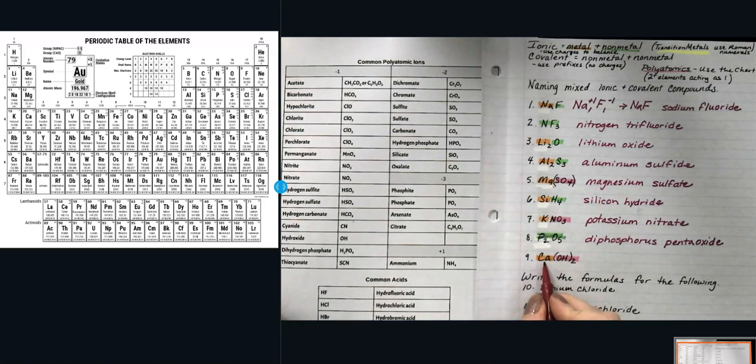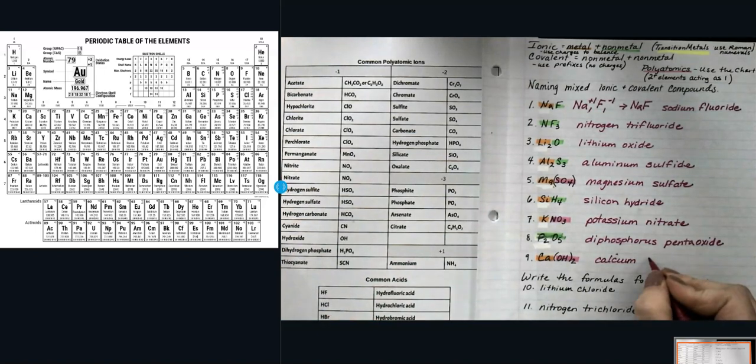Now we have Ca, which is calcium. And then we've got this OH. So we come over here to our chart and we find OH, and that is hydroxide. Calcium hydroxide. And that's all there is to naming those. You just have to pay attention to whether you're mixing metal and nonmetal, or nonmetal to nonmetal. And then are there polyatomics.